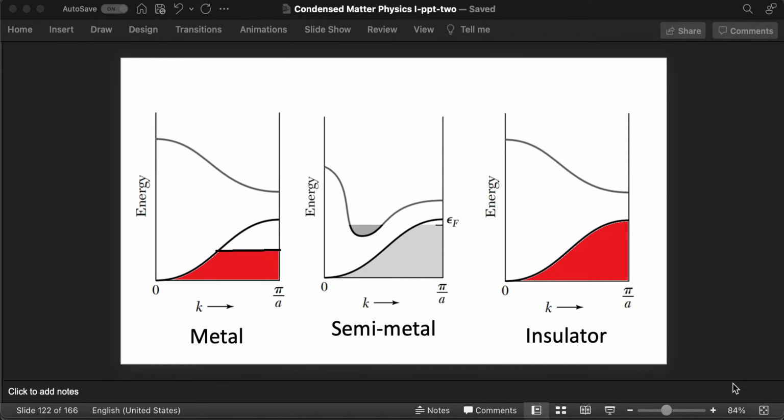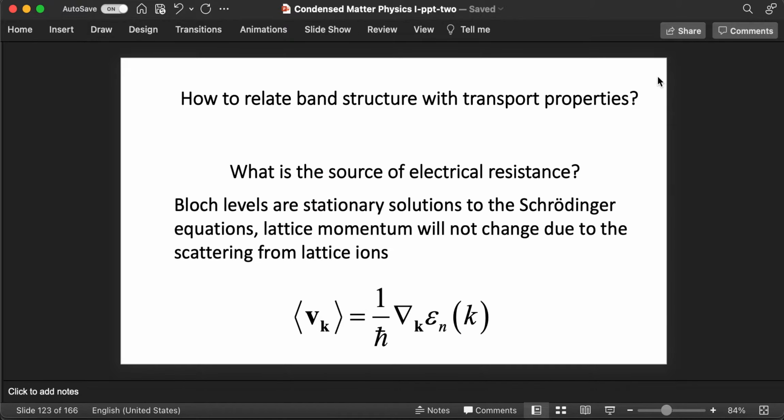In the previous class, we saw how we can distinguish a metal, a semi-metal, and an insulator based on their band structures and how the band is filled depending on the number of electrons available per primitive cell. So now we will go on to relate the band structure with transport properties.